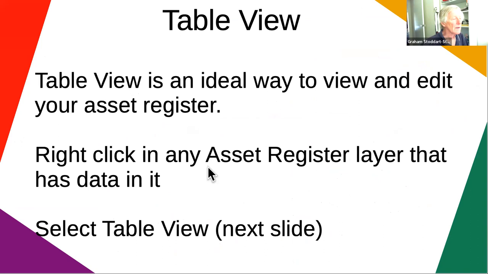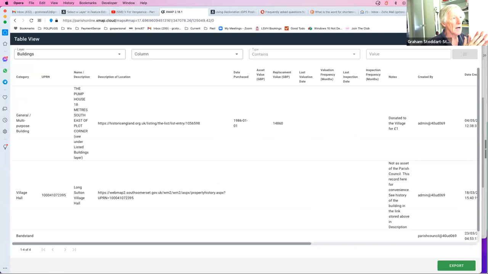So I think we may have touched on this, but it's a wonderful asset. If you click on any item in your asset register and then select table view, this is what you get. You get a list of all of them in a sort of spreadsheet format. And the beauty of this is that A, you can export it in a spreadsheet format. B, if you want to make a change to several records at once, the only way to do it all in one go is here in table view. Let's suppose, if we can have an example.